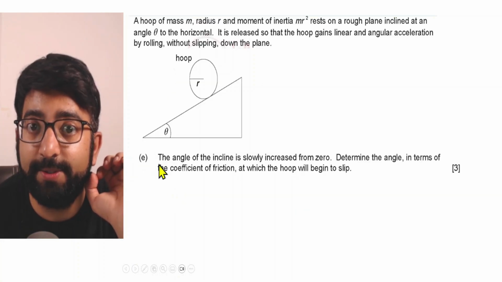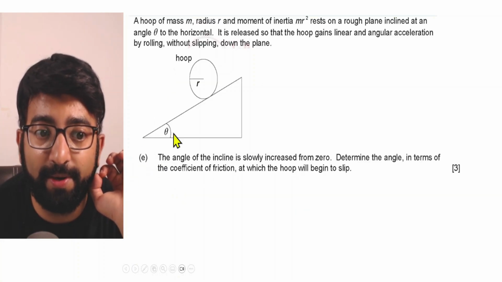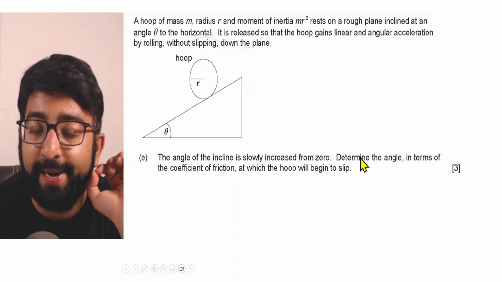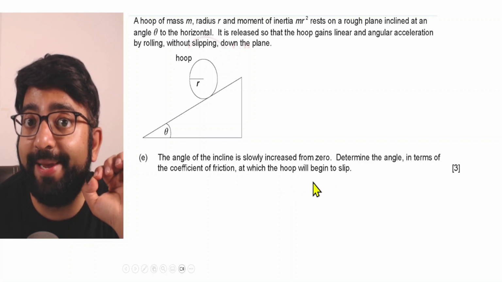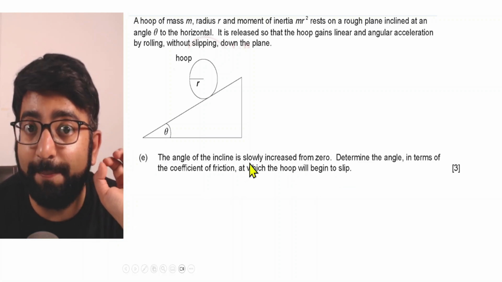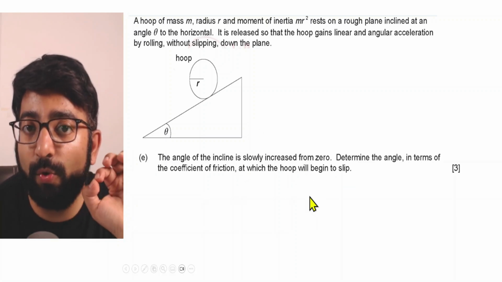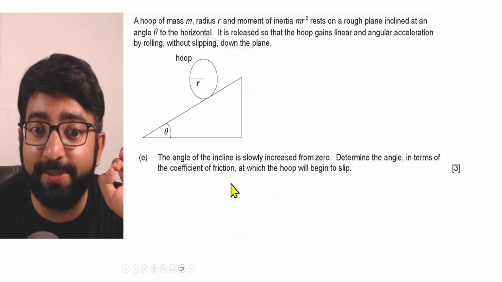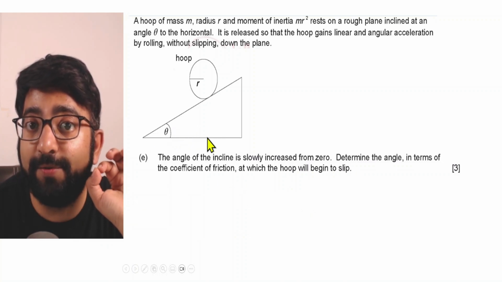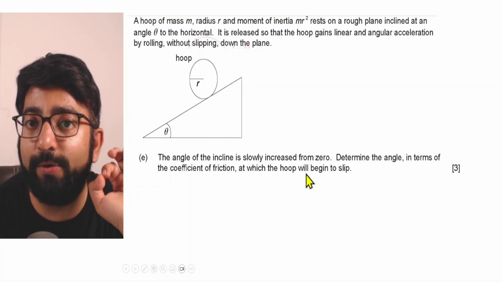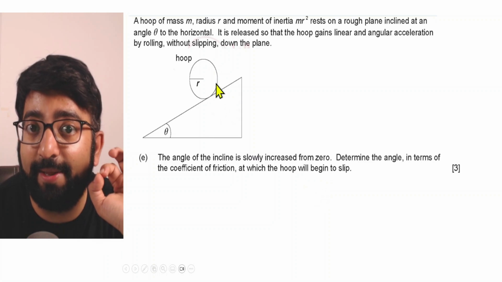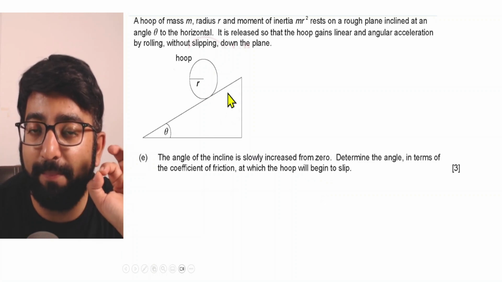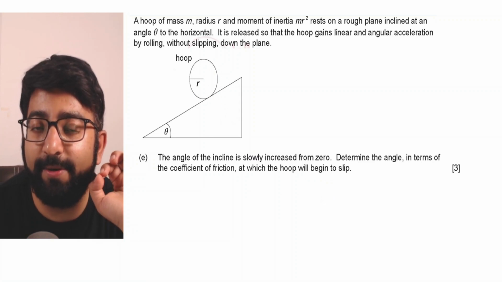Coming to part E of the same question, the angle of the incline theta is slowly increased from 0. Determine the angle in terms of coefficient of friction at which the hoop will begin to slip. So far in all the previous parts, we had assumed that the rolling was happening without slipping. This is the case when theta is big enough so that the hoop is beginning to slip. Now, since the hoop is beginning to slip, the friction acting on this hoop will be maximum, and that is called limiting friction. And now let us see how to solve this question.